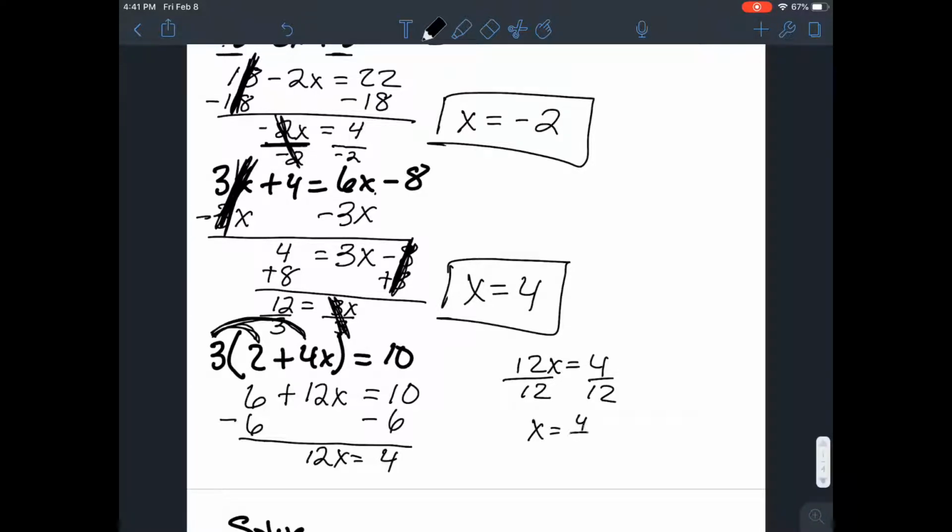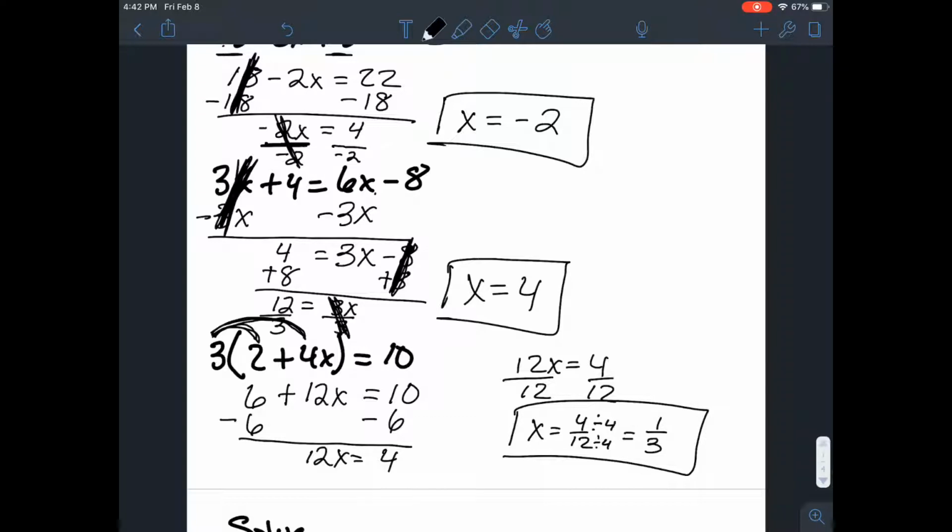Now, you can leave it. Some teachers will say you can leave that as 4/12. Some teachers say, well, you've got to simplify your fraction. So you can divide both top and bottom, both are even, so you can divide both top and bottom by 2. If you know your multiplication facts, you can see that I can divide both top and bottom by 4. So you're left with 1/3. And that is the simplified fraction of 4/12.